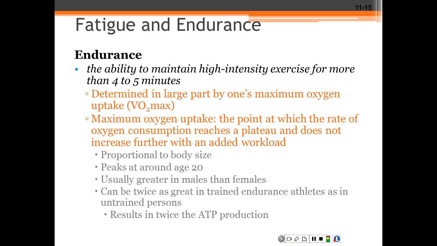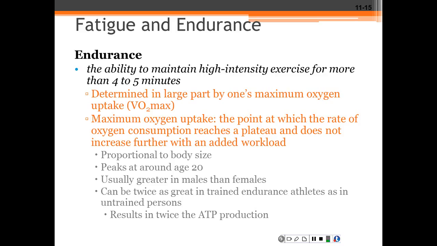The maximum oxygen output, which is called our VO2 max, is the point at which the rate of oxygen consumed, the amount of oxygen that you bring in, reaches a plateau and does not increase further with an added workload. So you are consuming a lot of O2, and you reach a plateau, but it does not increase anymore, even though you are working harder. Okay, and it determines a person's ability to maintain high intensity exercise for more than 4 to 5 minutes.